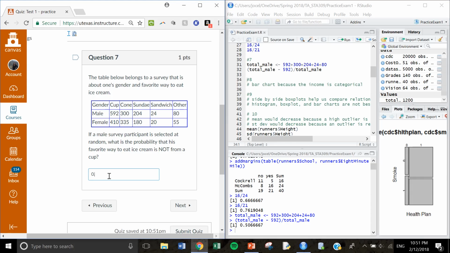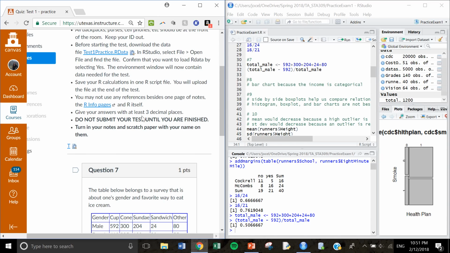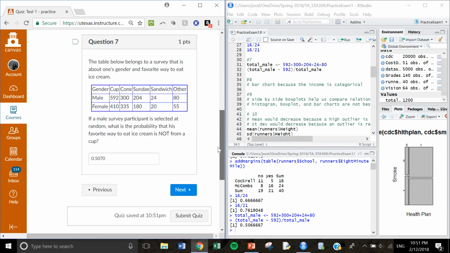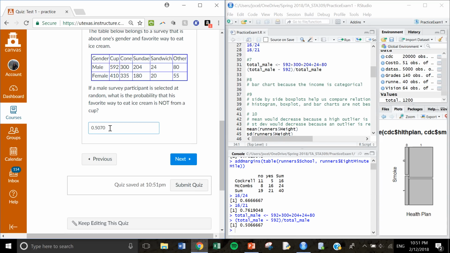So you can write it as 0.5067. You can write it as 0.507. Pretty sure these require 3 decimal places at least, so if you round to 3, it'd be 0.507. Your Canvas exams will also accept if you put 50.667. They accept both. I would write it as a decimal though.